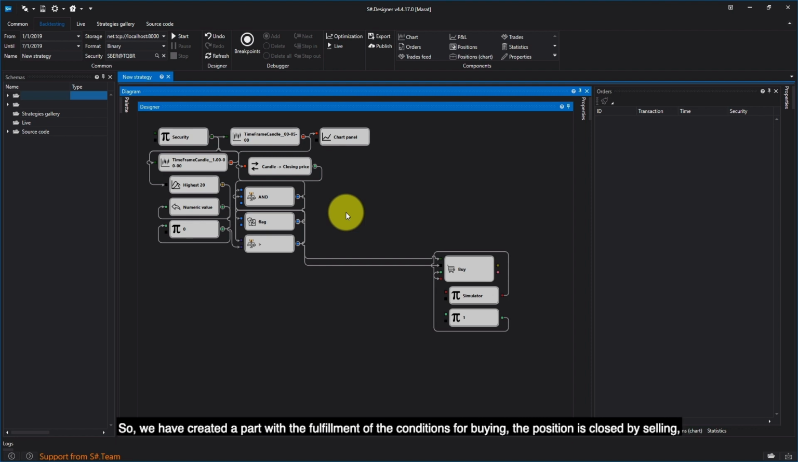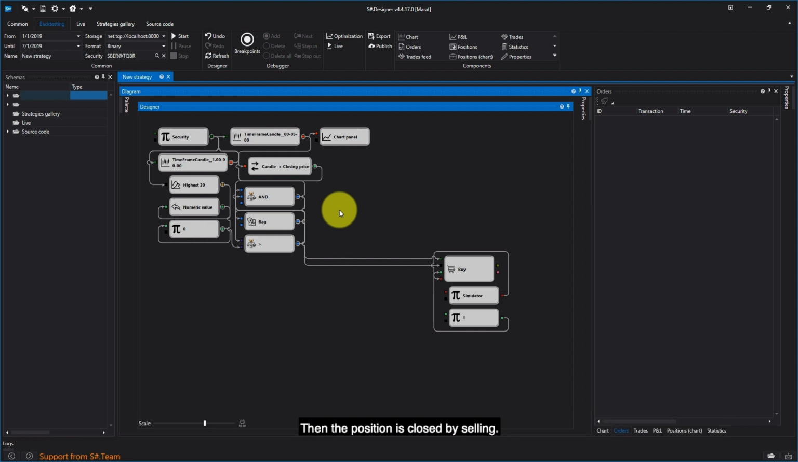So, we have created a part with the fulfillment of the conditions for buying. The position is closed by selling. With that, the conditions are as follows. If at least 10 previous days is higher than the closing price of a 5-minute candle, then the position is closed by selling. To calculate the minimum for a set period, we will use the indicator cube.